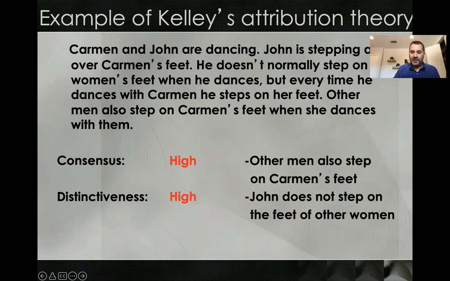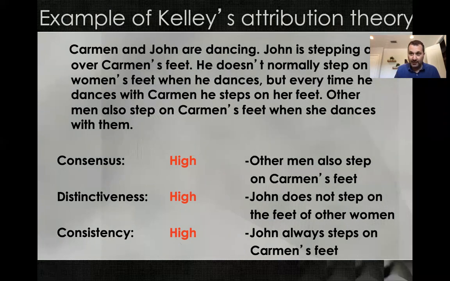And then we would ask ourselves the consistency question. Every time John dances with Carmen, does he step all over her feet? Well, we see that in the question. Every time he dances with Carmen, he steps on her feet. We've answered this question, yes, he does. It's consistent. It's highly consistent because John always steps on Carmen's feet. And as we just saw in the prior slide, if you have answered the 3 questions by saying that the behavior is high in consensus, high in distinctiveness, and high in consistency, then that leads us to make an external attribution. Okay, the external attribution being that Carmen is a bad dancer.